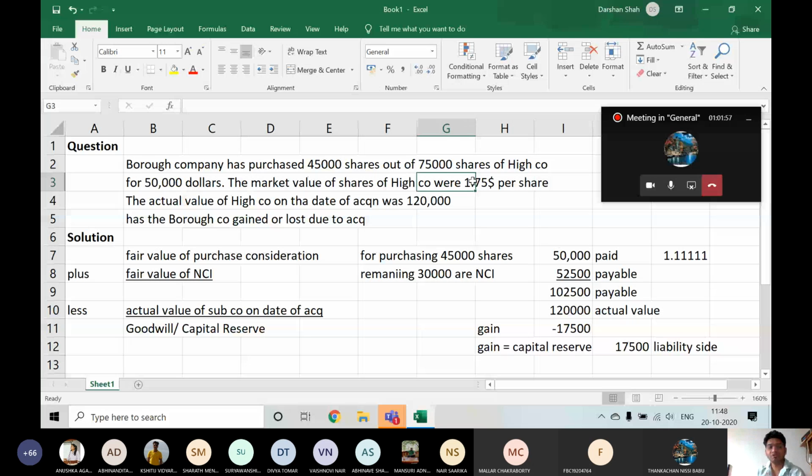And if your company is a loss-making company, I will not pay you 1.75. I'll pay you lower. So they will give in the problem how much you are paying for those 45,000 shares. Okay. Yes, sir. This is very clear to everyone now.